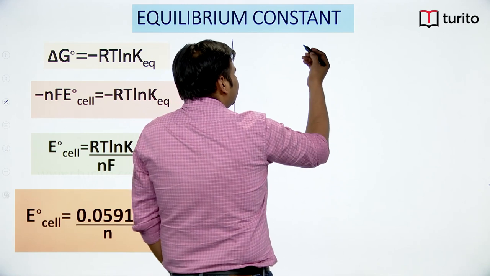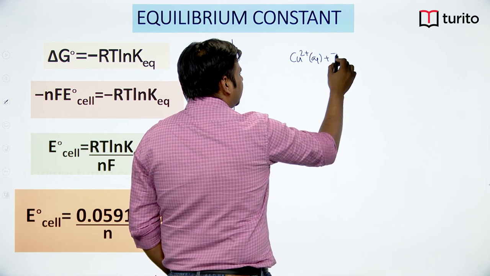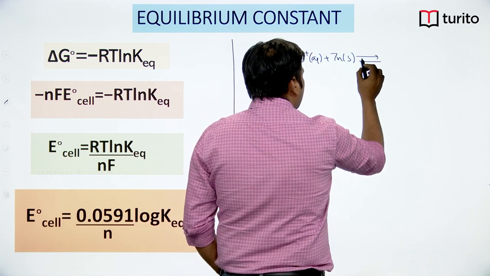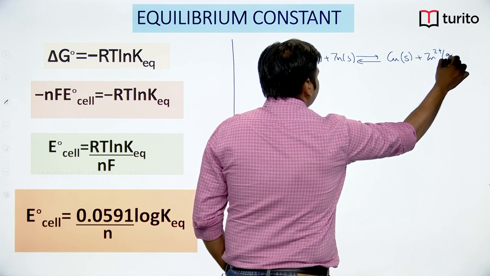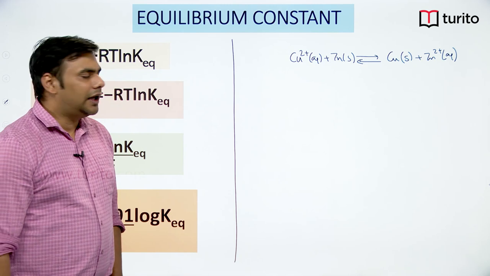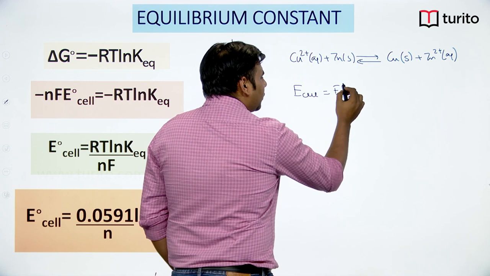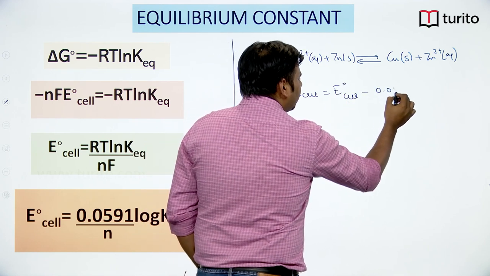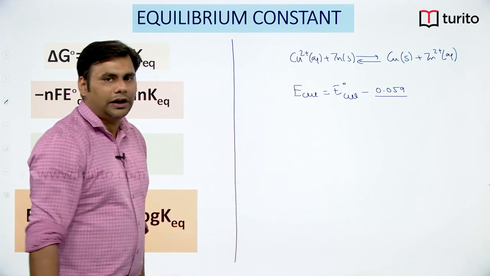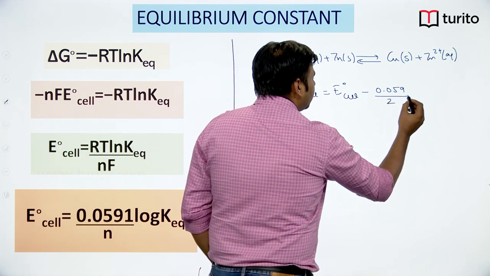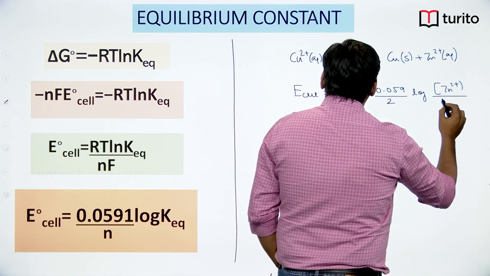Now say we have a Daniell cell, in which copper 2 plus reacts with zinc and forms copper plus zinc 2 plus. So this was the reaction in the Daniell cell. We knew that E cell is equal to E naught cell minus 0.059 upon n, where n here is 2. You can see that between cathode and anode, 2 electrons are exchanged.